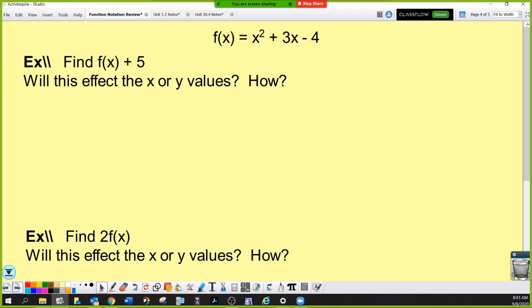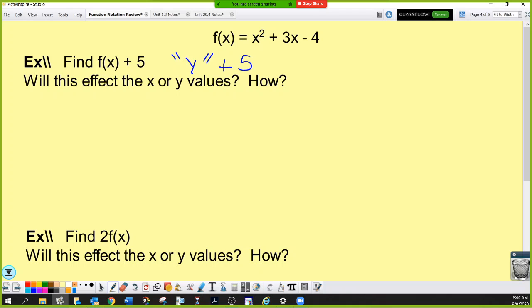The new thought that I need you to start having, and I want you to have this every single time you see a change to your function notation, is, will this affect my x's or my y's? And how do you know? So, if I told you earlier that f of x is just a fancy way of saying the y values, what you can actually see this as saying is y's plus 5. That's the thought you have. Oh, it says the y values plus 5.